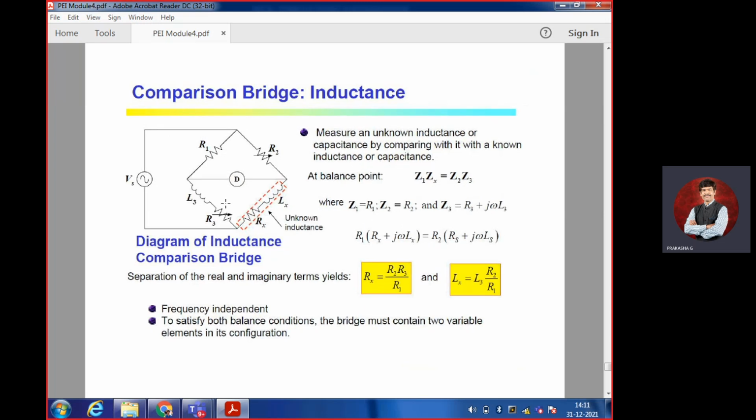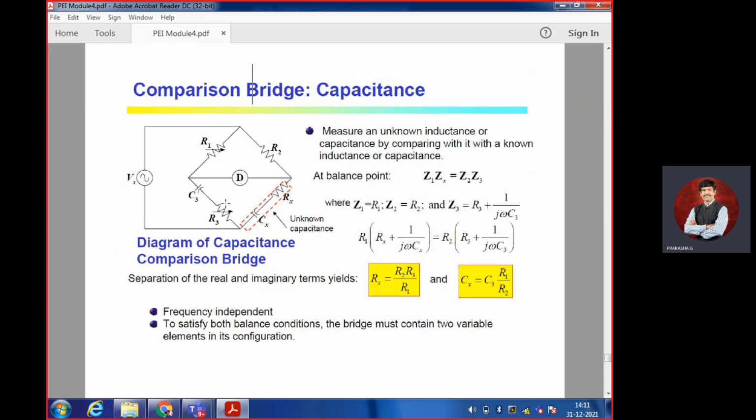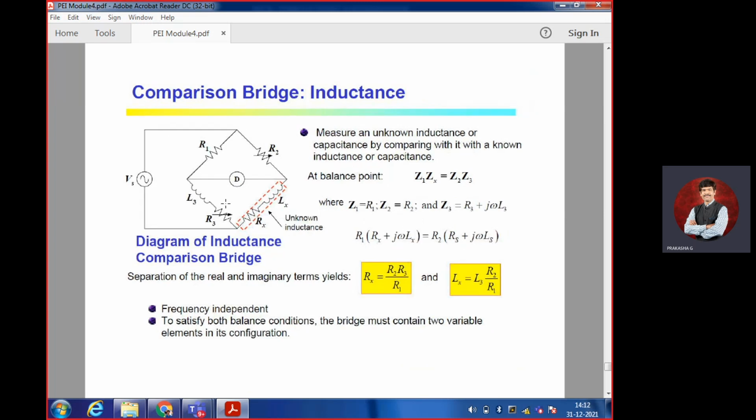Similarly, we are going to have the inductance, with the same procedure. For capacitance it comes as 1 by capacitance, whereas for inductance the imaginary part is directly added. In the previous case, it is 1 by j omega Cx for the capacitance. The next slide will be the inductance slide. Wherever the capacitor is there, you have to replace it with the inductor. I'm having an inductor here and an inductor here, and your Rx value becomes Rx plus j omega Lx, and Rs plus j omega Ls will come.